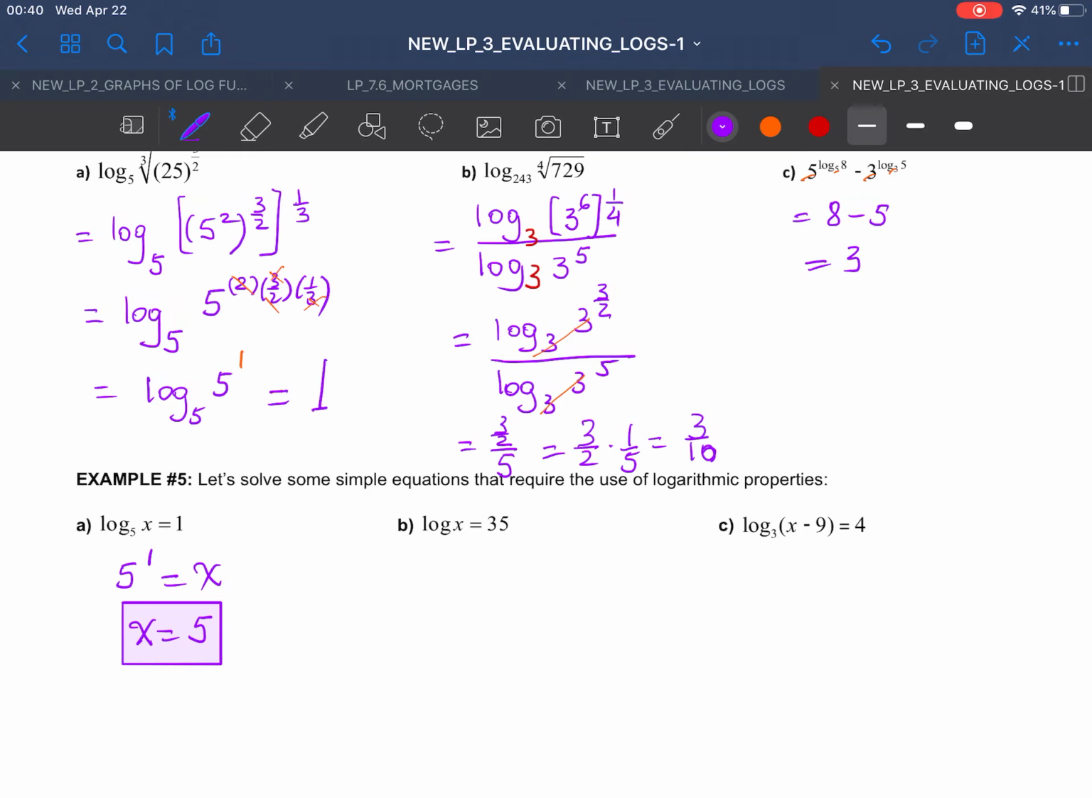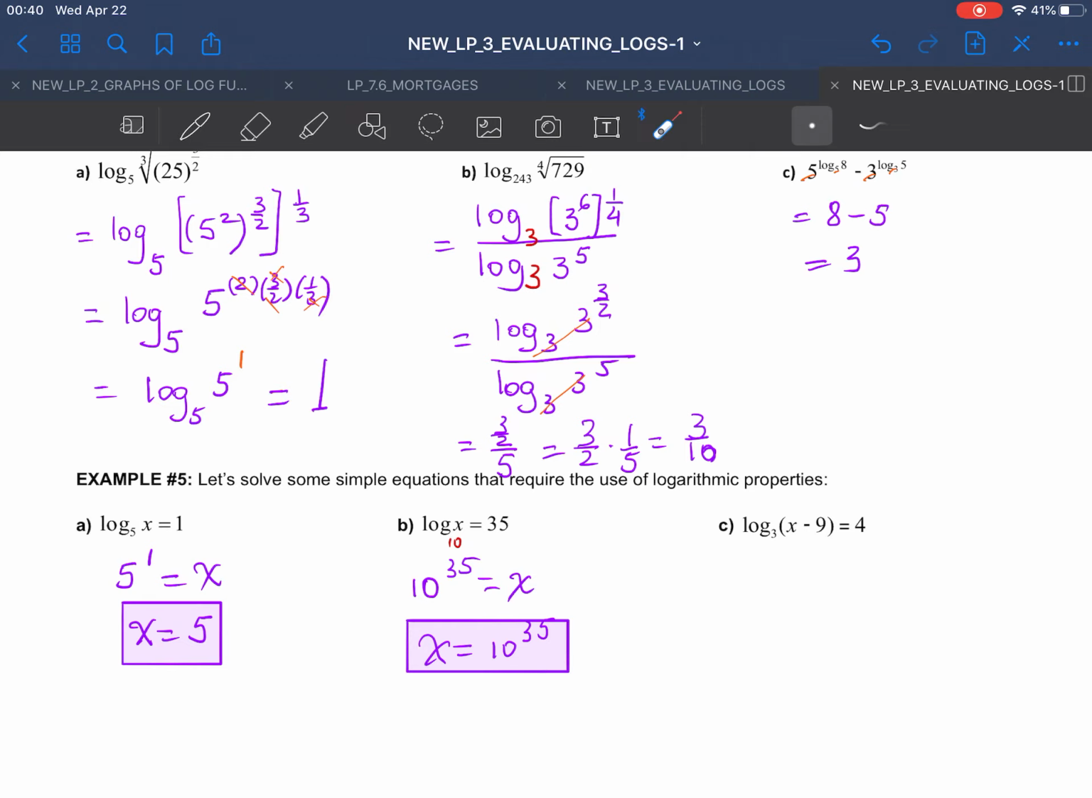Next question, log x equals 35. When we see no base, that means the base must be 10. And then that means that the base 10 to the power of 35 must equal x. I actually wouldn't expand this. That would be a lot of work. I would just leave it in exponential form.